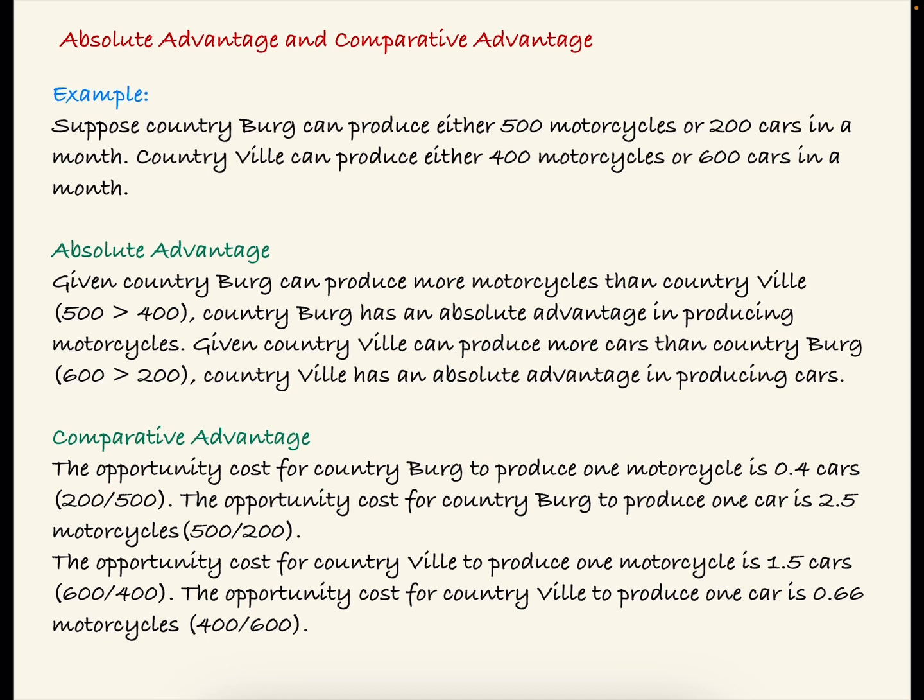The opportunity cost for country Ville to produce one motorcycle is 1.5 cars. And the opportunity cost for country Ville to produce one car is 0.66 motorcycles.